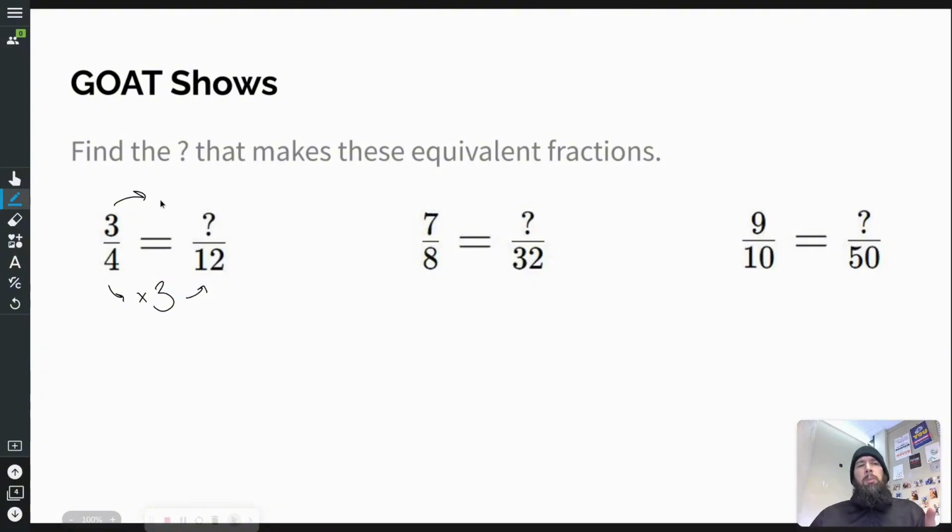So I'm going to do the same thing here. 3 times 3 is going to end up being 9. So the question mark for this guy is going to be 9. So 3 over 4 is equivalent to 9 over 12.